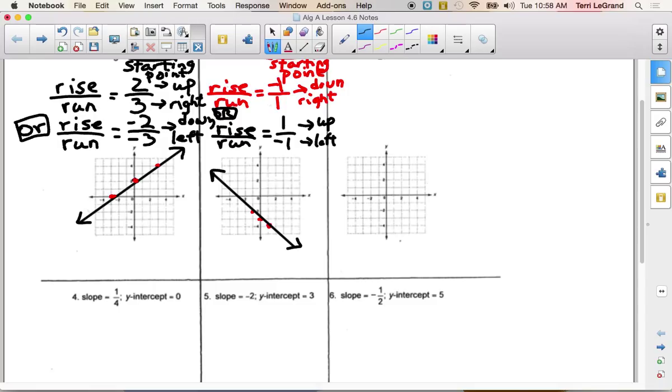Not just a short little line going in the middle, extend it through the graph. And then ask yourself, do I like the behavior of this line according to the slope?